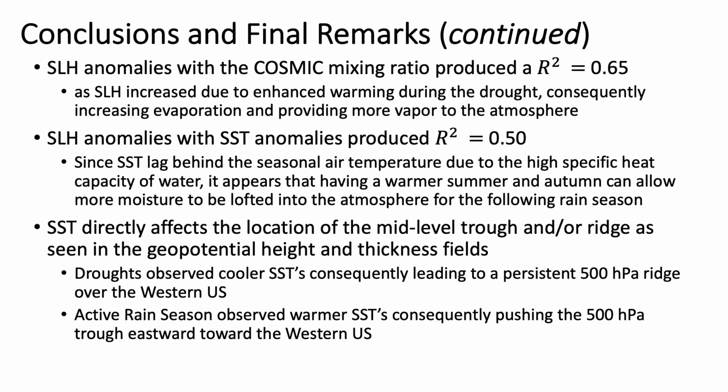And then finally, SLH anomalies with the COSMIC mixing ratio produced an R² of 0.65. We said that because SLH increased due to enhanced warming during the drought, consequently increasing evaporation and providing more vapor to the atmosphere. SLH anomalies with SST anomalies produce an R² of 0.5.